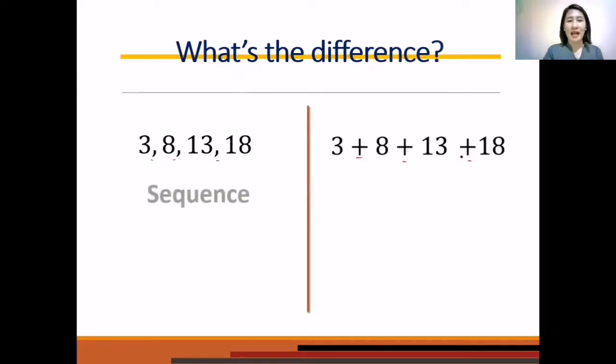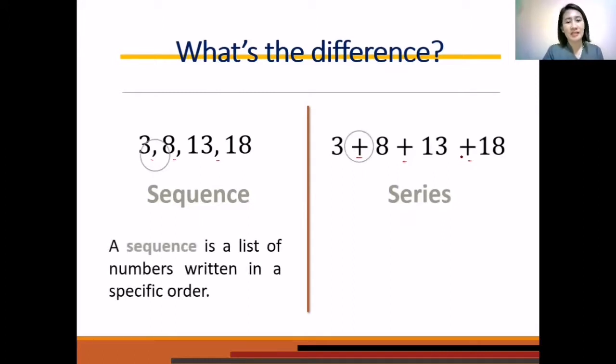The left side is actually called a sequence, wherein the terms of that sequence are being enumerated. The right side is now called a series. It is called a series because we are now trying to get the sum of the terms of the sequence.